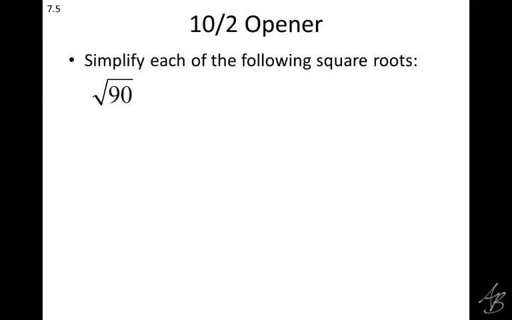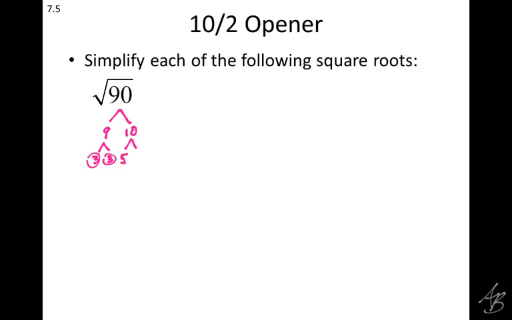So let's get started with the square root of 90. What's the first thing we're going to do to simplify that, Maze? We're going to do a factor tree. So how does 90 factor? Okay, Maze is going to do this one. How about the 9? 3 times 3 and the 10.